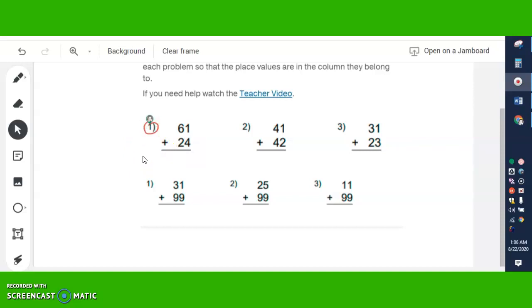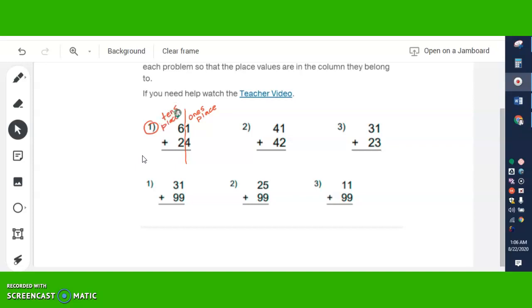Okay, so we know that we have different place values. I know that the number 61 is 2 digits. It has 2 different place values. So I'm just going to take my red marker and draw a line between the 6 and the 1 and the 2 and the 4. I know that the 1 and the 4 is in the 1's place value, and the 6 and the 2 is in the 10's place value.